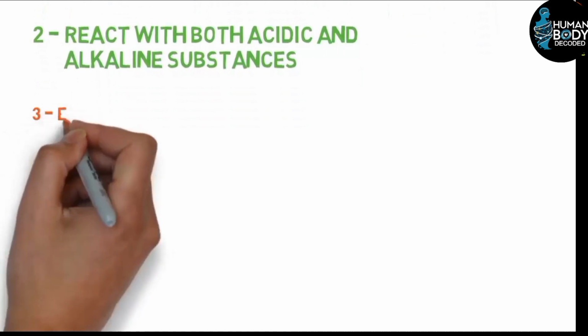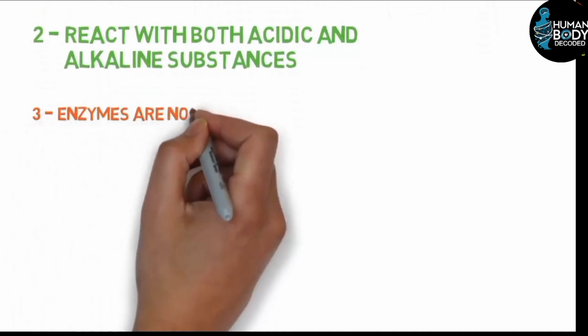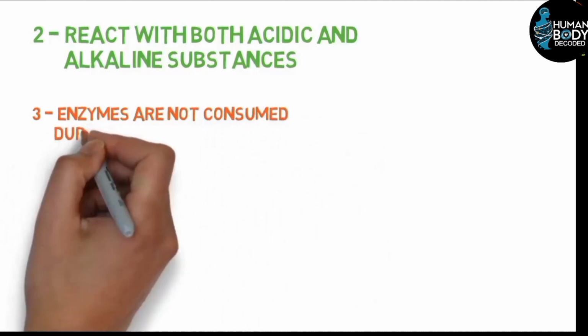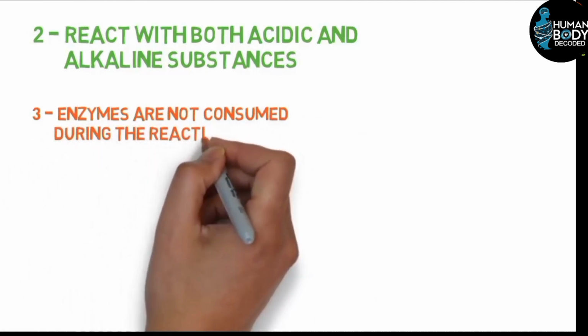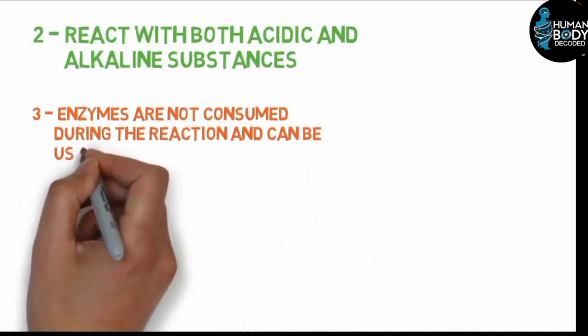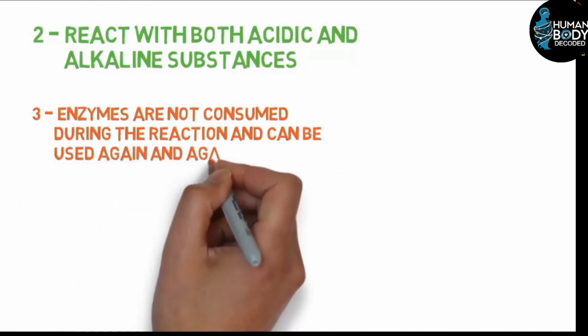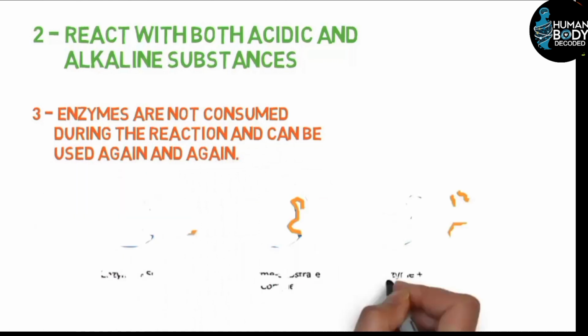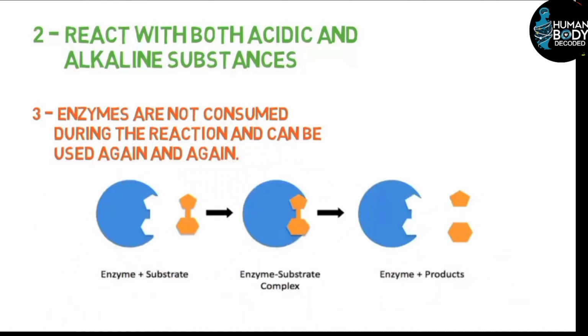Number 3. Enzymes are not consumed in reactions. They are not used up. Instead, they remain unchanged and can be used repeatedly. For example, in this reaction, you see the blue enzyme combining with the substrate to form a product. After the reaction, the blue enzyme remains the same, indicating that it can be used again without any changes.